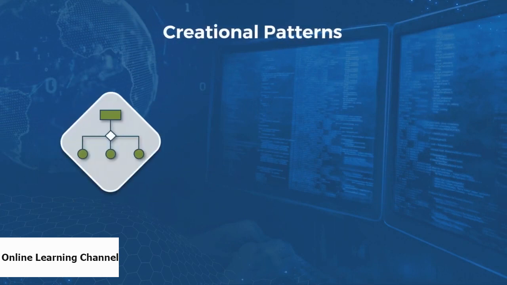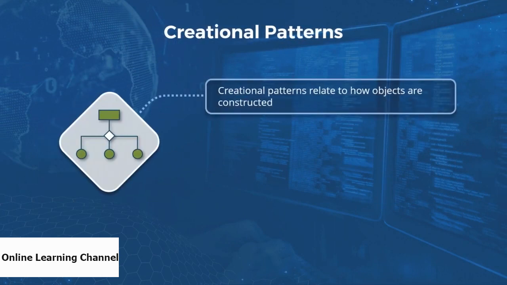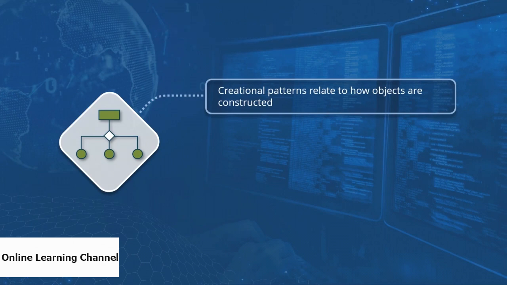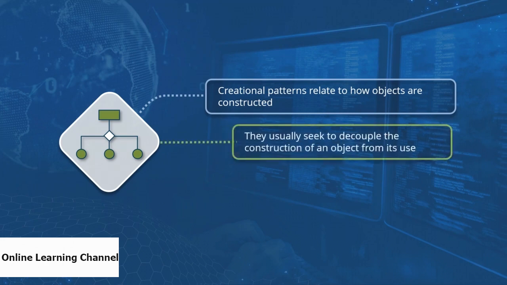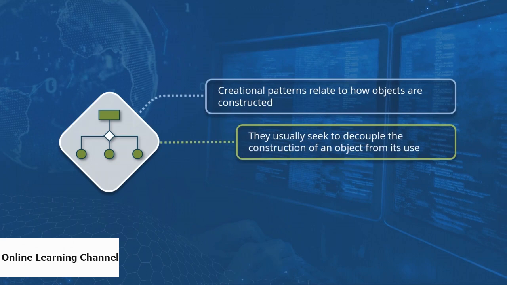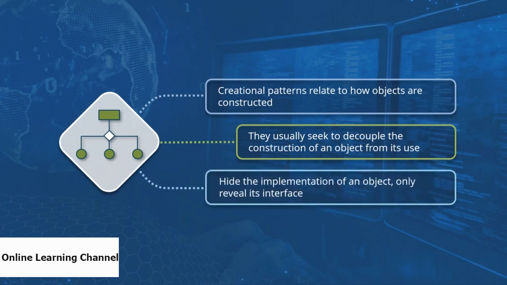The name of this category of design patterns, creational patterns, makes it very obvious that these patterns relate to how objects are constructed or built up within your system. The main purpose of creational patterns is to seek to decouple the construction of an object from its use. How an object is set up, how it's created, is completely different from how that object might be used. So, clients which use a particular object need not know of the complexities of construction. That's the idea. So, what we are looking to do with creational patterns is hide the implementation of an object and only reveal its interface, that is, the behavior of an object.